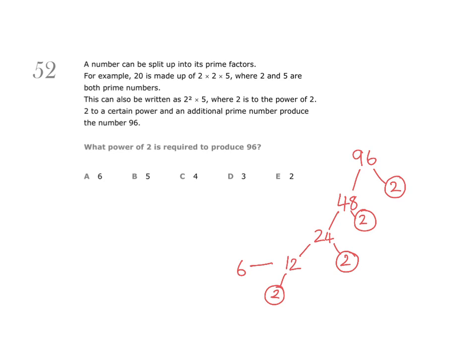Then we can say 6 is 3 multiplied by 2. 3 is prime, and so is 2. So, the power of 2 which is required to produce 96 is 1, 2, 3, 4, 5. And that means the right answer here was option B.